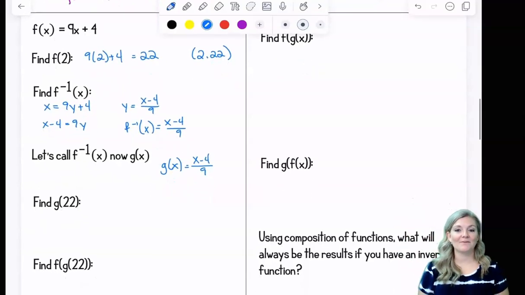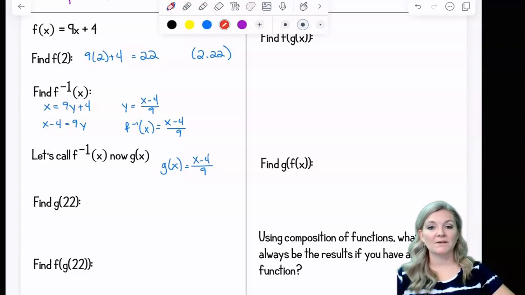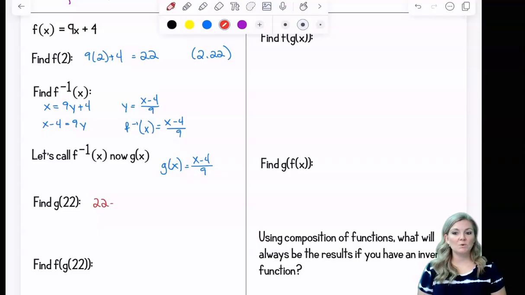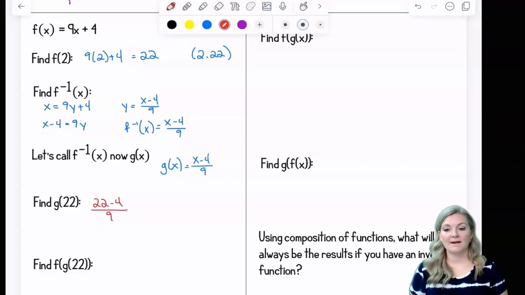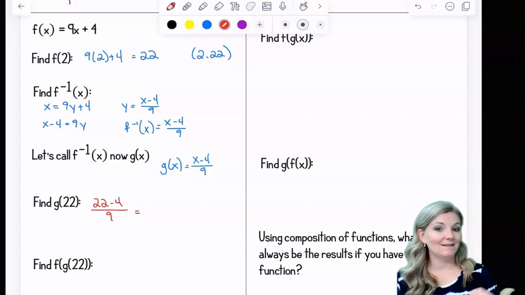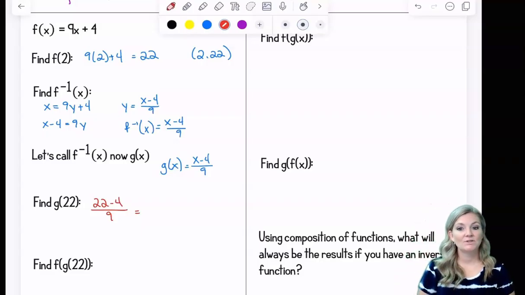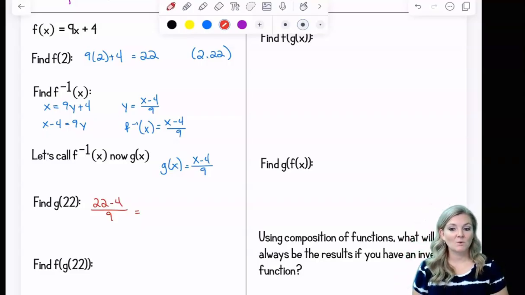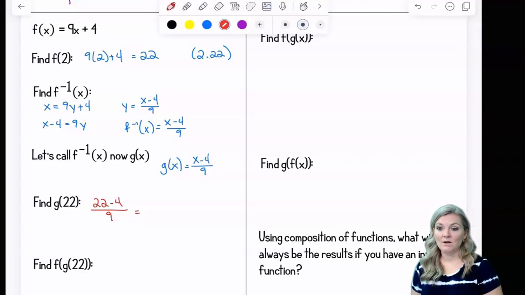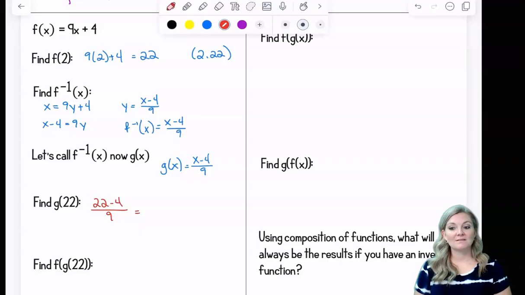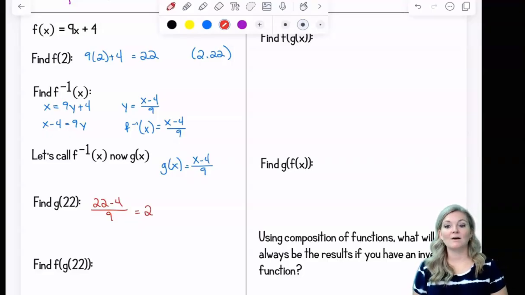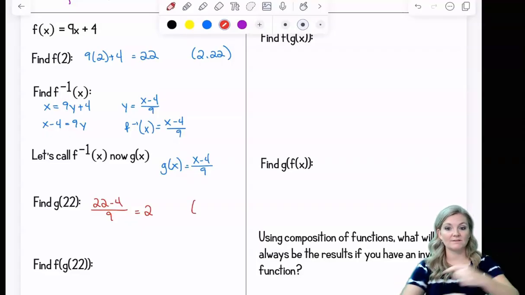So now I'm going to find g of 22. I'm going to plug in 22 into my g equation. So 22 minus 4 divided by 9. 22 minus 4 is 18. 18 divided by 9 is 2. So that's going to give me the ordered pair (22, 2), which makes sense. Those should be opposites of one another because they are inverses. Inverses means your x's switch.